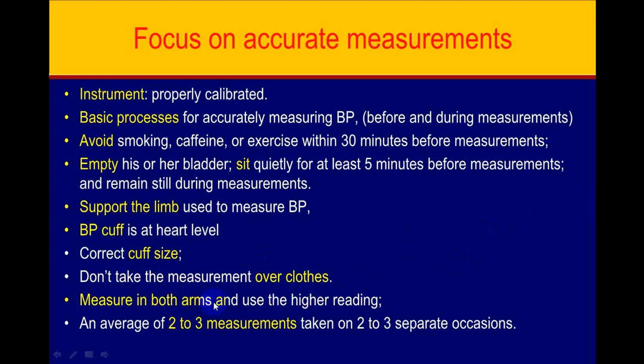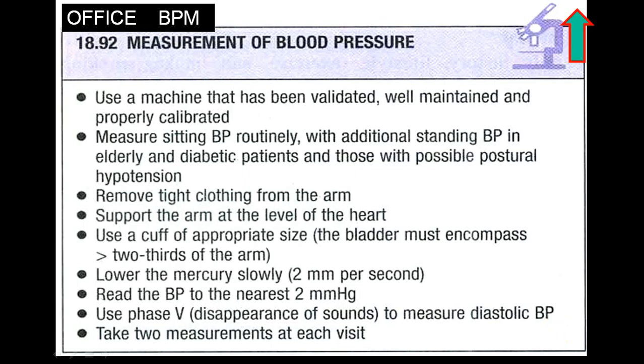Measure the blood pressure in both arms and use the higher readings. Take 2 or 3 measurements on 2 or 3 separate occasions and then only label the person as hypertensive. Same thing is mentioned. What are the precautions you take?